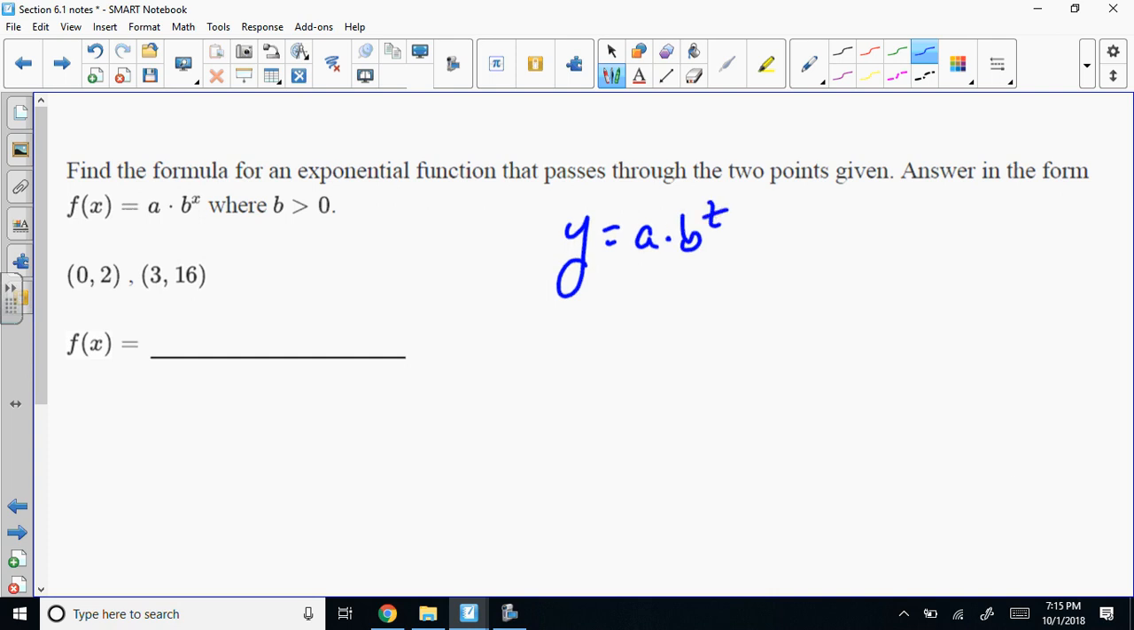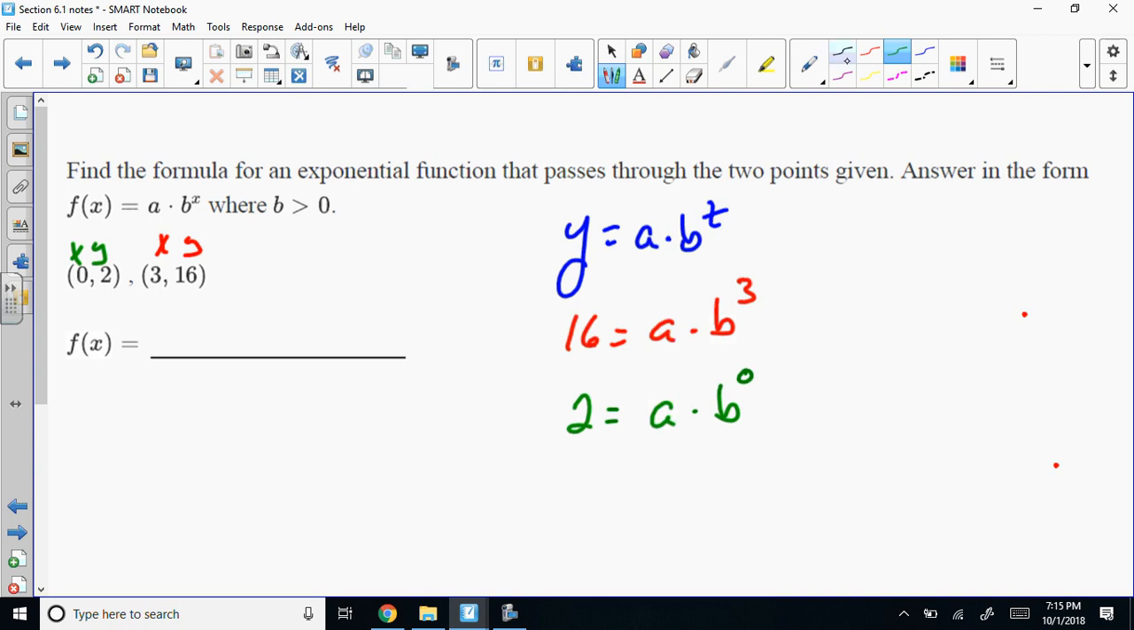So we're trying to write y equals a times b raised to t, right? Let's look at this. You always put the biggest one on top, right? So here's x, there's y. So 16 equals a times b raised to the third. Then I'll do this one: 2 equals a times b raised to 0, right? Y'all with me? I just substituted input and output, correct?